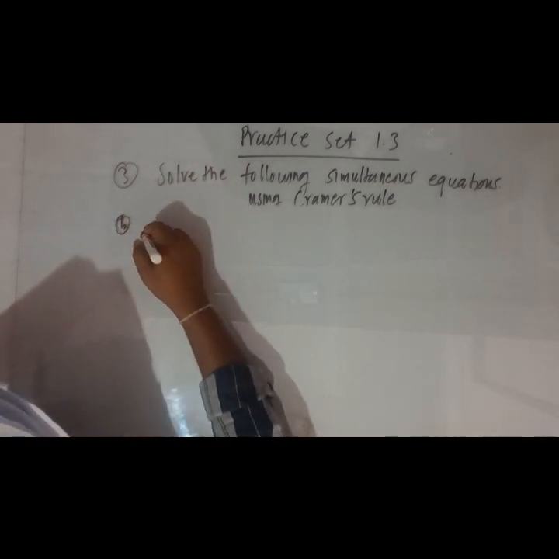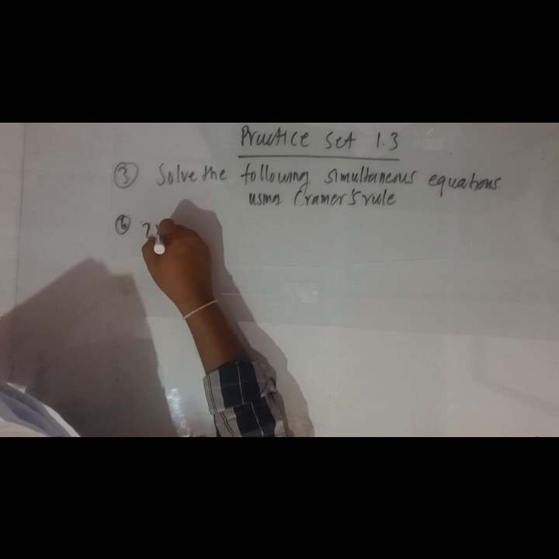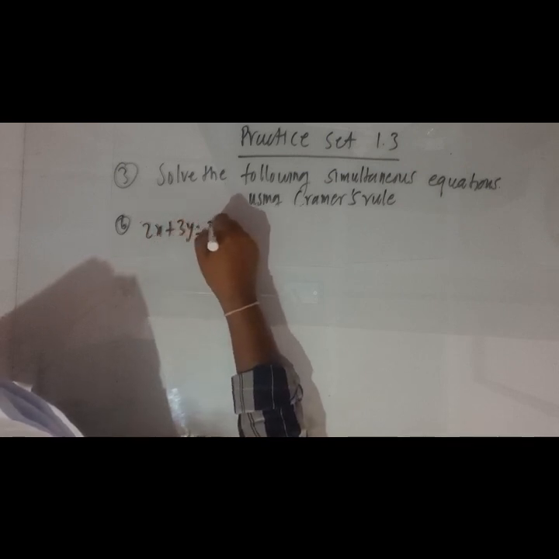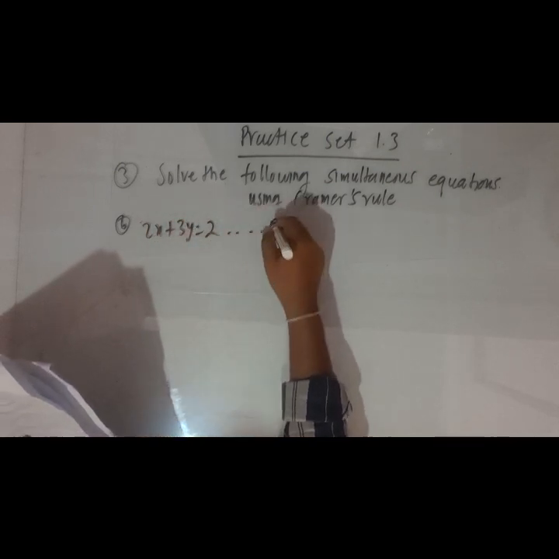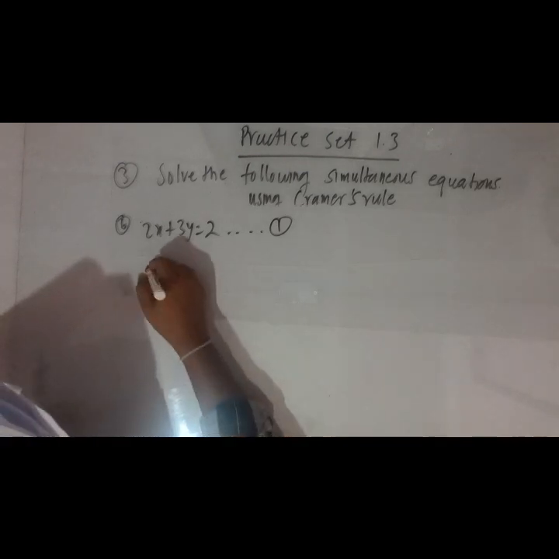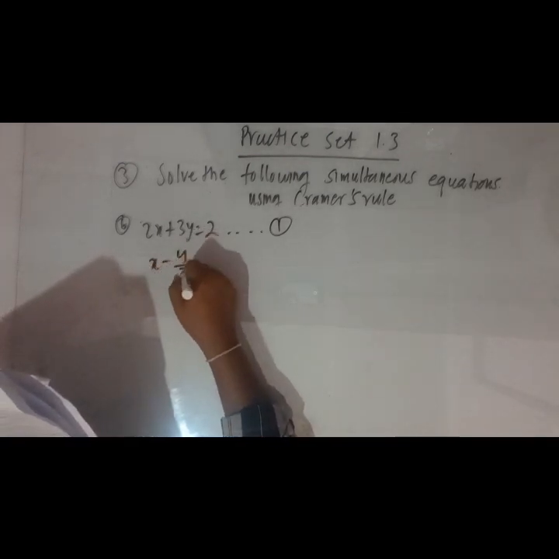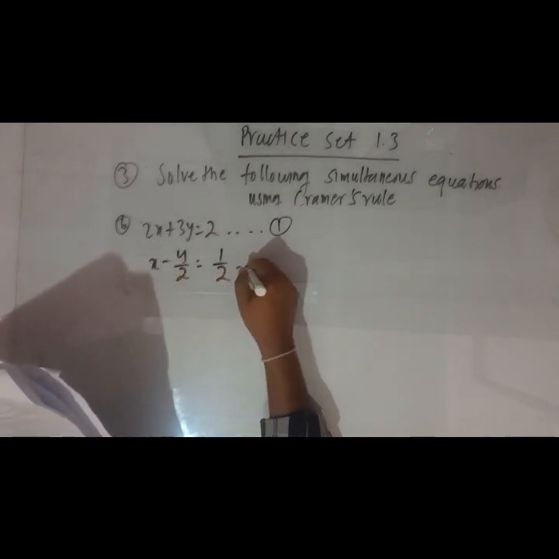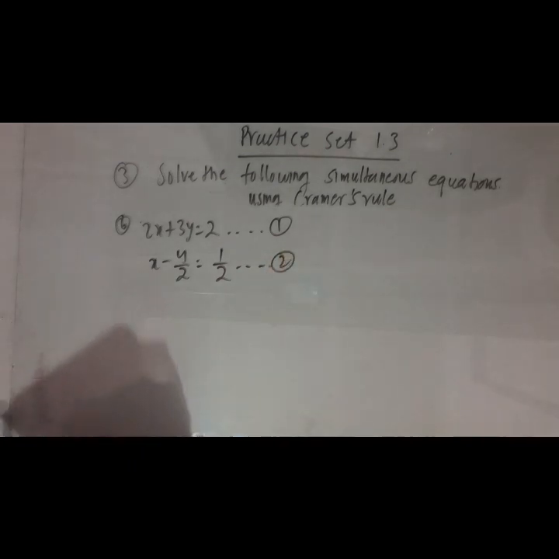The question is, they are given 2x plus 3y is equal to 2. This is the simultaneous equation. The second equation is 2x minus y by 2 is equal to 1.5. Now I will go for solving.